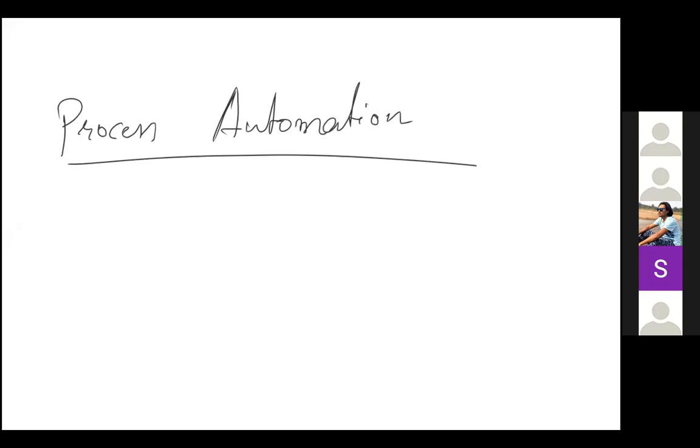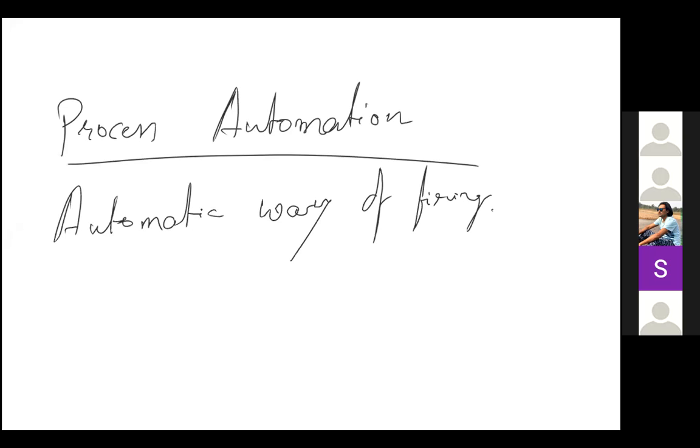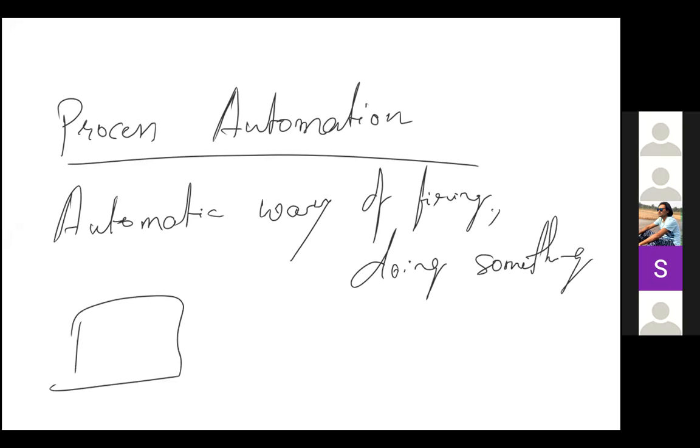Okay, so today we will talk about process automation. What is process automation? Process automation is an automatic way of firing logic or doing something, right? Instead of clicking a button, I want to do some things automatically.